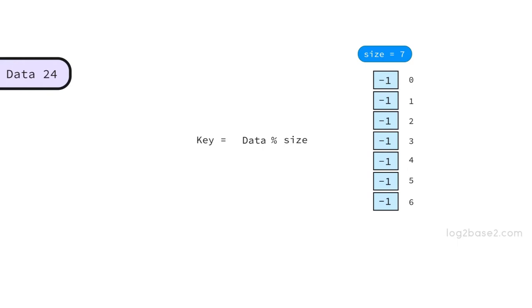We can apply it here. Key is equal to data mod size, that is 24 mod 7, which is equal to 3. So insert 24 at index 3. And to insert 8, we have key is equal to 8 mod 7, which is equal to 1. So 8 is inserted at index 1. And to insert 14, we have key equal to 14 mod 7, which is equal to 0. So 14 is inserted at index 0. So that is how we insert elements.